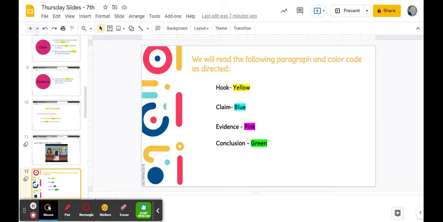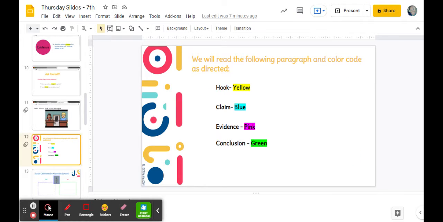Okay, so now we're going to look at finding claim and evidence in a passage. We're also going to look at finding the hook and the conclusion. And if you remember from the beginning of the year, the hook is what really brings your audience in. What are you going to say to make your audience zone in on what you're trying to convince them of or to listen to you. And then your conclusion is how you wrap that paragraph or that essay up.